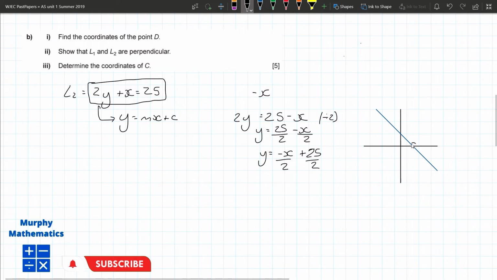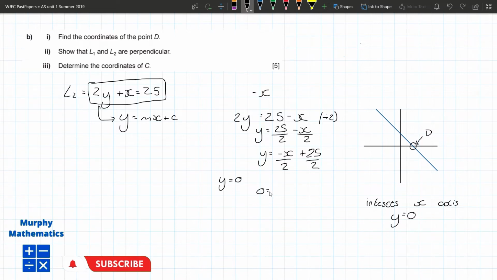And this point here, where it intersects the x-axis, that is point D. So when it intersects the x-axis, this is something we need to know: that is when y equals 0. So I can now use my formula, y equals minus x over 2 plus 25 over 2, to find out what x is. So I can put y equals 0.